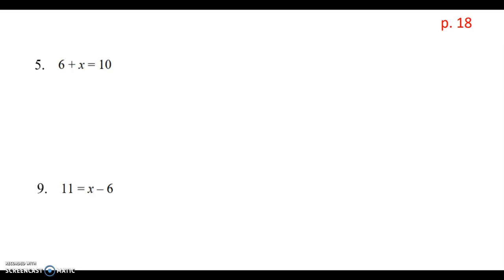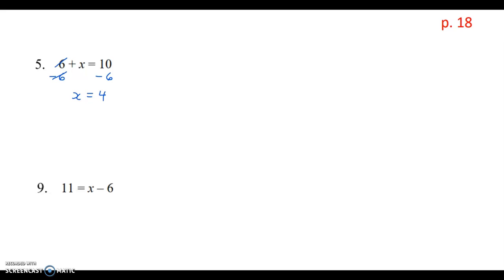Sometimes the order of things is a little bit turned around. Don't worry about that. Just look at what's happening to x. You're adding 6 to x, so you're going to take that 6 away from both sides of the equation. 6 minus 6 is 0. It cancels out, isolating x. And on the right-hand side, 10 minus 6 is 4.